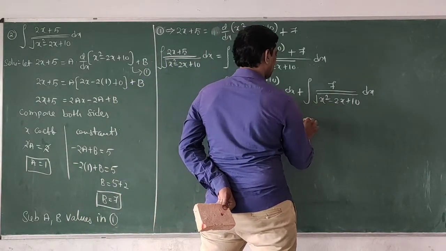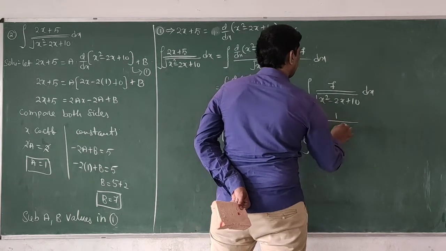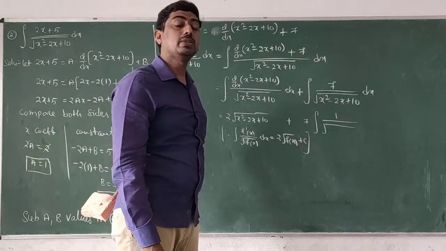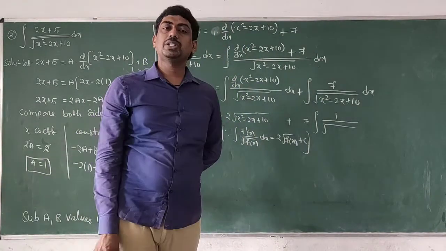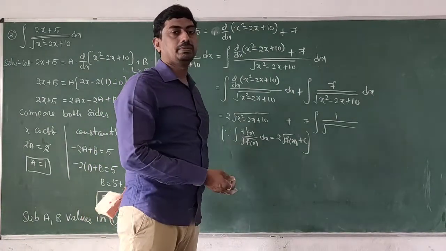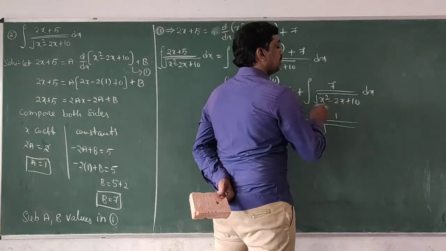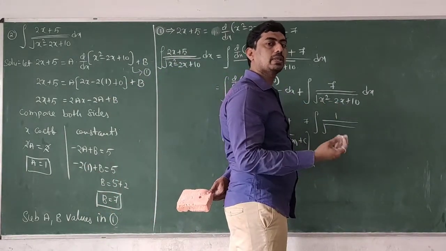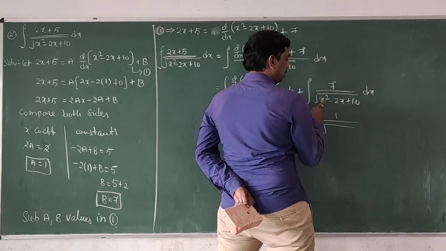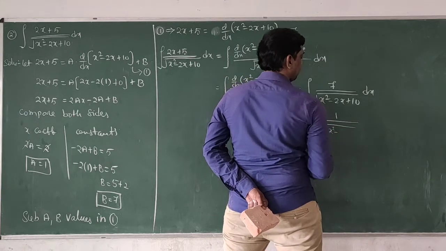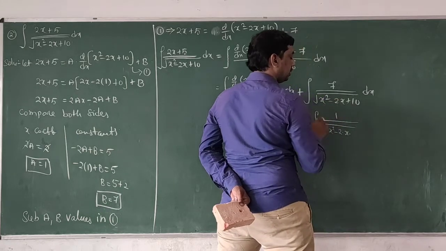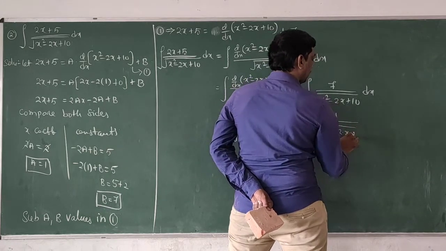Plus 7 into the constant 1 by, just observe, it is in the form of ax square plus bx plus c. Which method? First method: integration of 1 by square root of ax square plus bx plus c. In that method, we reduce ax square plus bx plus c into the form a into x plus alpha whole square plus beta square. There is no constant to take common here. So a square means x square, and 2ab means 2 into a into b, where the total product equals minus 2x, so b value is 1.